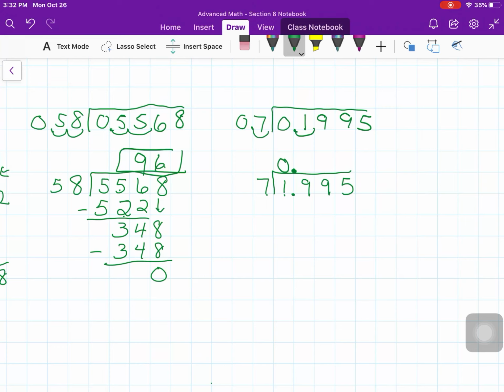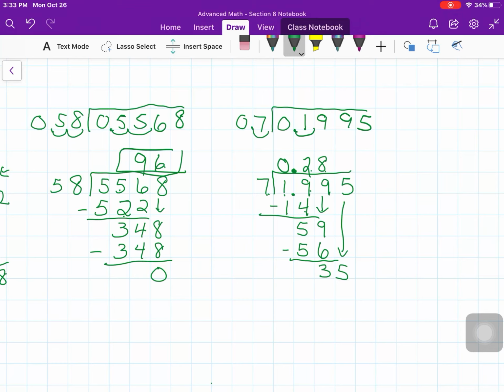And we know 7 can't go into 1, but 7 can go into 19 2 times. And 2 times 7 is 14. So we subtract. 9 minus 4 is 5. 5 is smaller than 7. We bring down our 9. And 7 goes into 59 8 times. 8 times 7 is 56. We subtract, and 9 minus 6 is 3. 3 is smaller than 7.